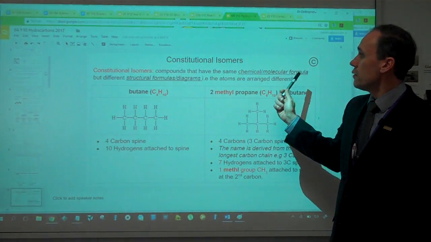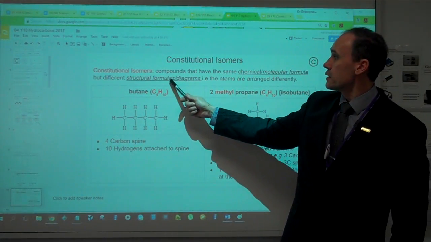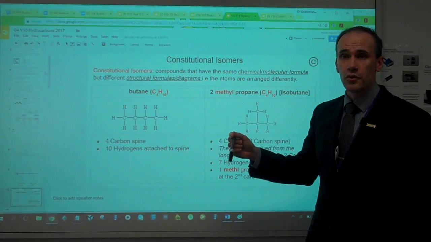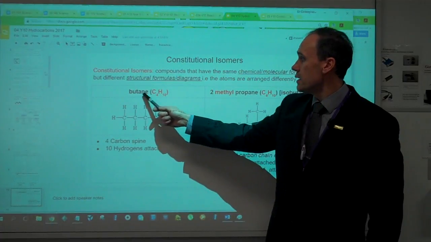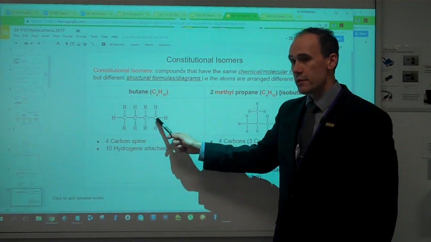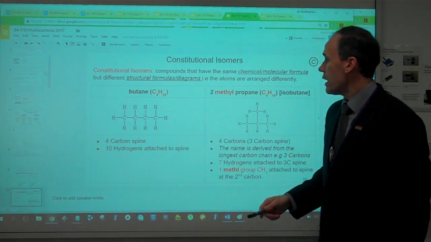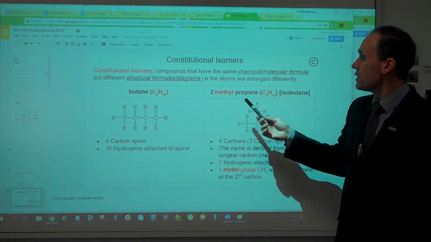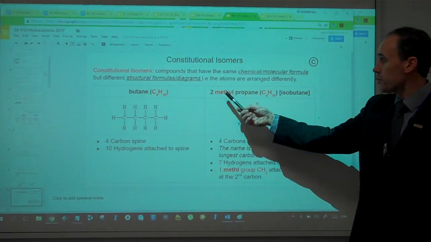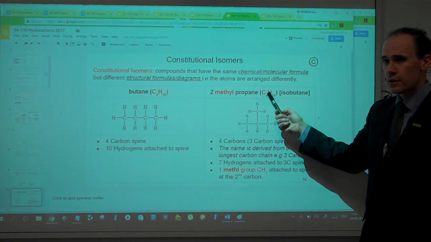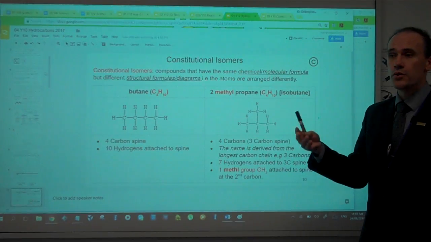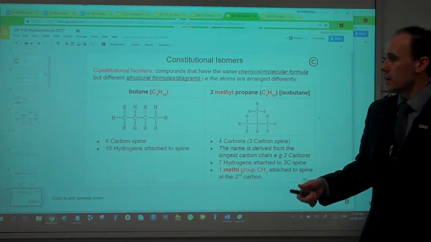Same chemical or molecular formula, different structural formulas and diagrams. And the diagrams are what you'll be asked to draw. So here is methane, ethane, propane, butane. And here is an isomer of butane. That's the proper name. I don't think you'll be asked for the proper names, but if you get asked to draw 2 isomers of butane, well, that's the first one.